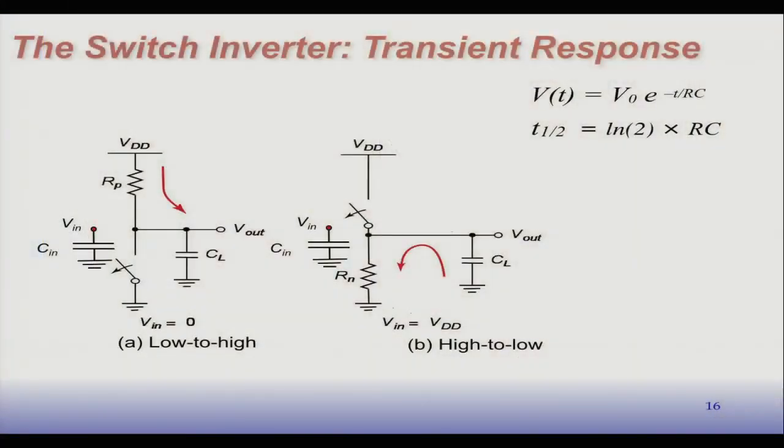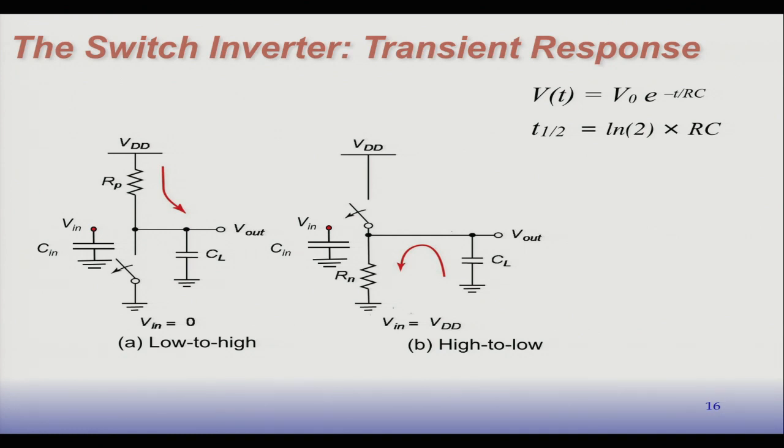And the RC here is the product of the resistance here and that capacitance. So we can see if we make R bigger, we can get less current per unit time. It takes longer. Right? Or if C gets bigger, it takes longer.